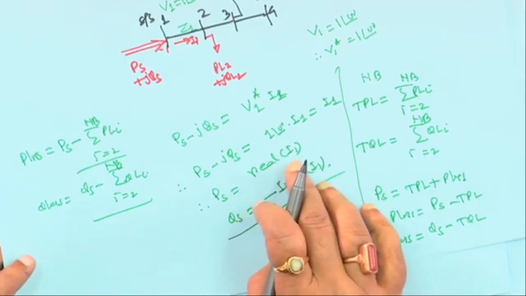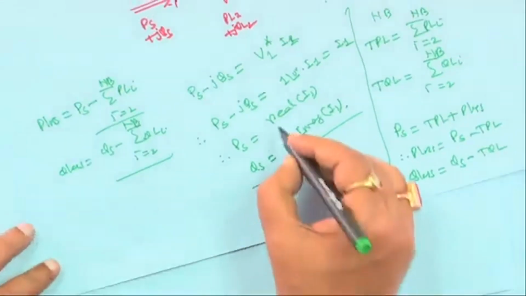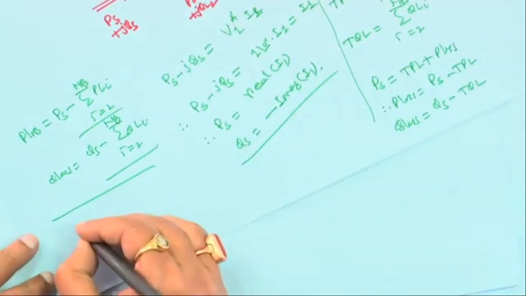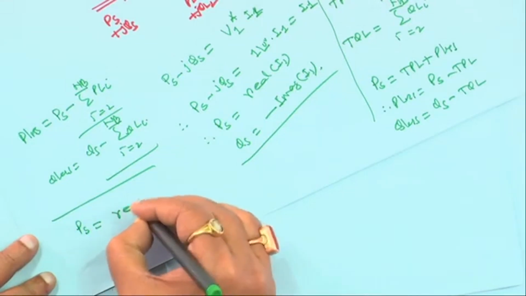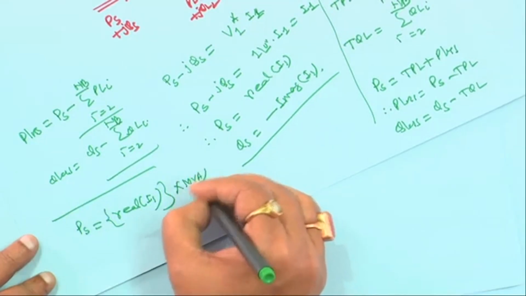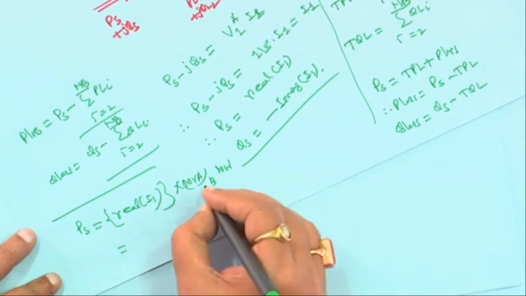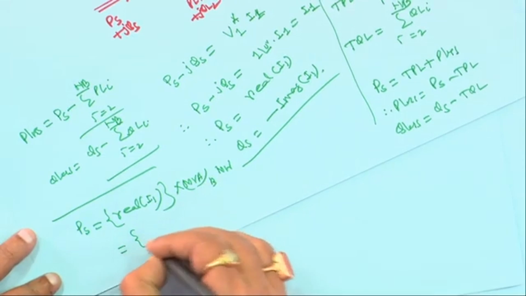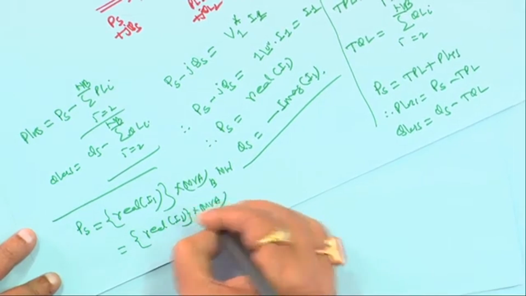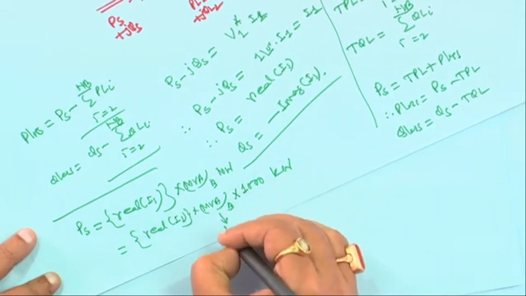Whatever you will get, PS or loss, everything is in per unit. So, we have chosen 100 MVA base. Therefore, as soon as you multiply PS, which is equal to the real part of I1, by the MVA base, it will be megawatt. Then if you multiply by 1000, it will be kilowatt, right. Therefore, real of I1 into MVA base into 1000 is kilowatt, and MVA base is 100.